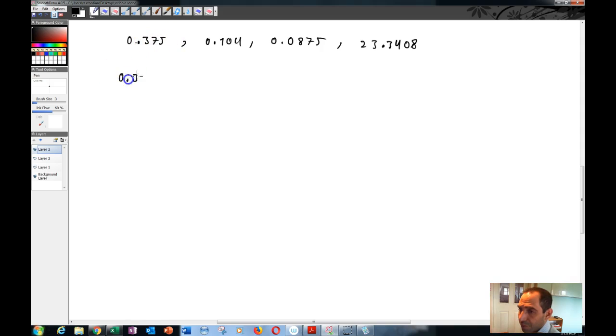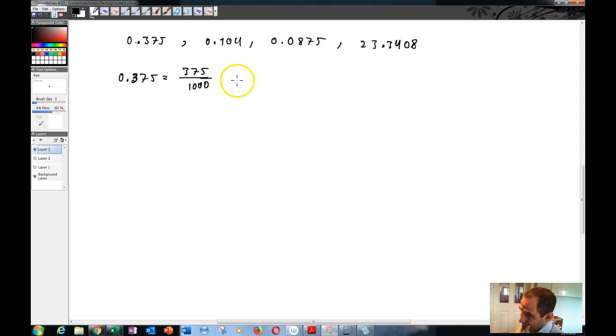Of course, you can write these numbers in fraction form. 0.375, you can write it as 375 thousandths. Also, this is the same story for the other numbers: this number can be written as 104 thousandths, this number can be written as 875 ten thousandths, and this number can be written as 233,408 thousandths.